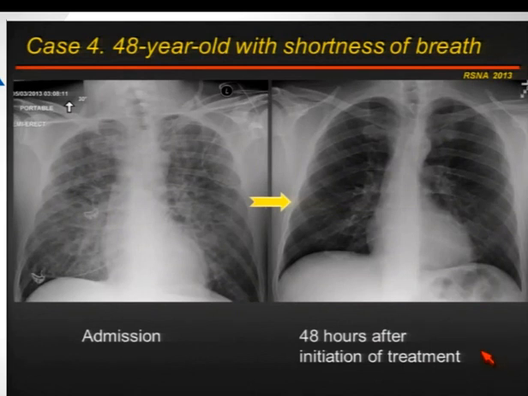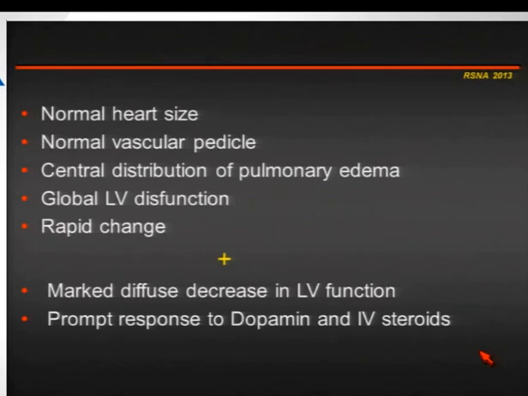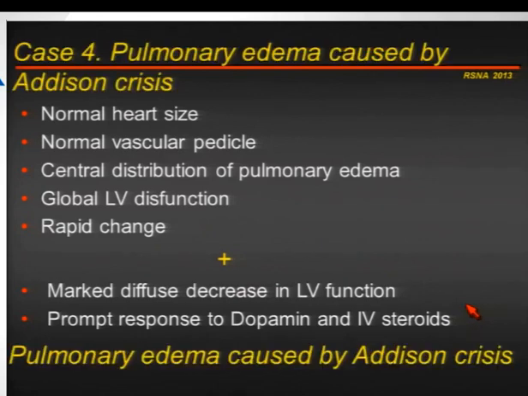of treatment. So if we go over the findings in this case, in a patient with normal heart size, normal vascular pedicle, central distribution of pulmonary edema in the presence of global LV dysfunction, and rapid change after steroid treatment and dopamine, we're talking about pulmonary edema, a rare case that is caused by the Addison crisis.